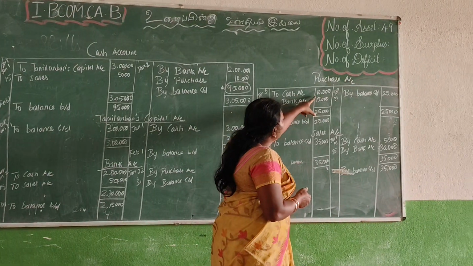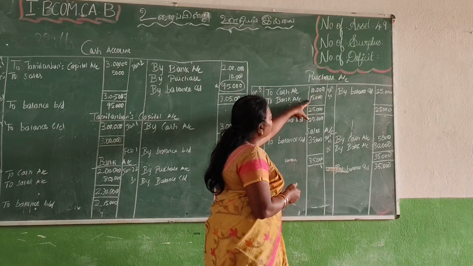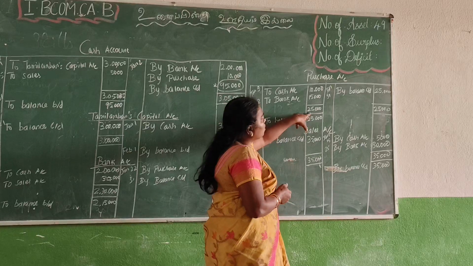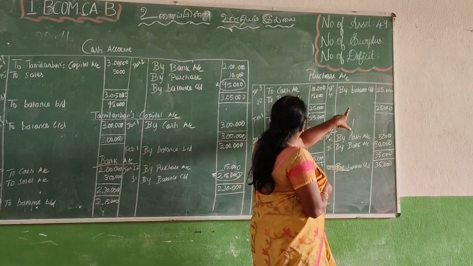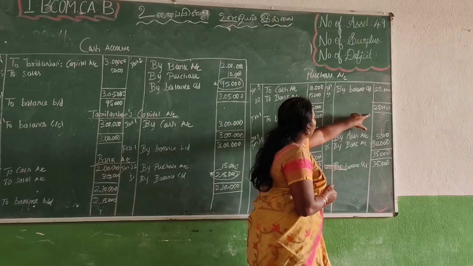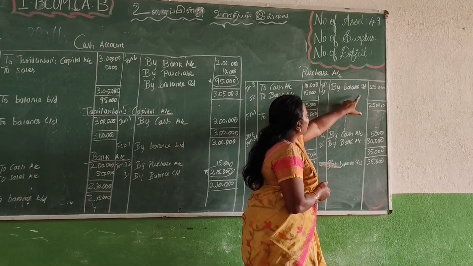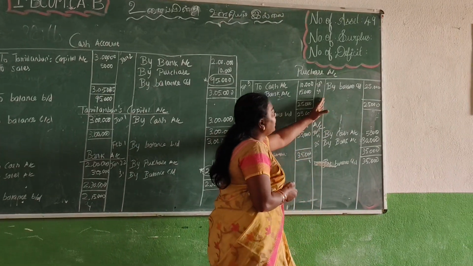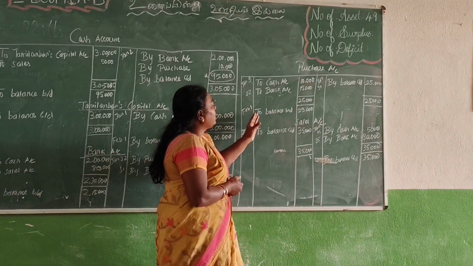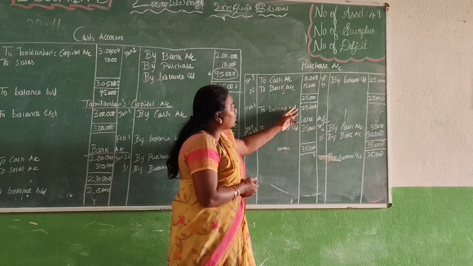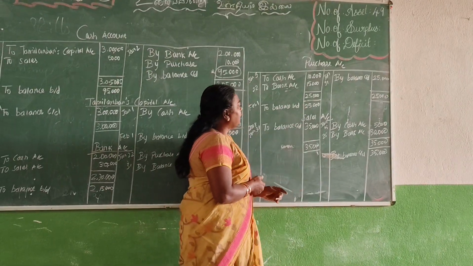Okay. Again you come to the purchase account. So the total is 10,000 plus 15,000. What we have? 25,000. So there is no transactions in the credit side. So what you have to do? 25,000. It is named as by balance carried out 25,000. It is end of the month. It can be transferred to the next month starting February 1, and it is named as to balance brought out 25,000.